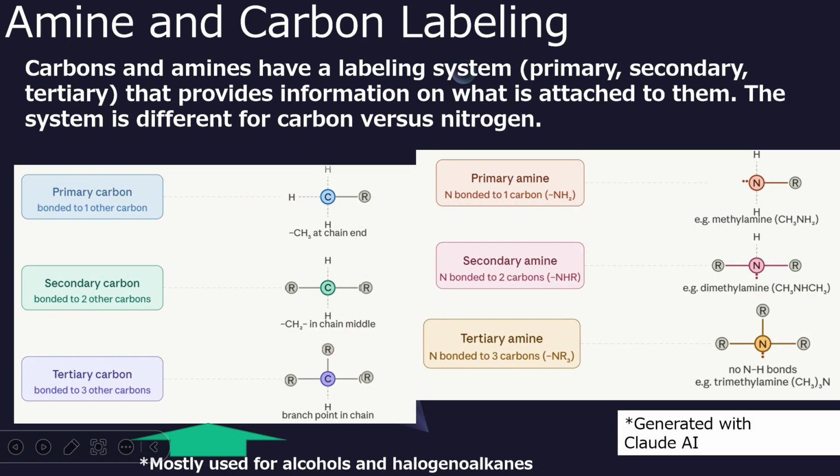So I've already talked about primary, secondary, tertiary alcohols, halogenoalkanes, and amines. Quick review here. Primary for alcohols and halogenoalkanes: primary carbons are connected to 1 other carbon. Secondary are connected to 2 other carbons, so they'll be in the middle of a chain, whereas primary is at the end of a chain. And tertiary would be connected to 3 different carbons, so in the middle of a chain, also with a branch attached to that same carbon.